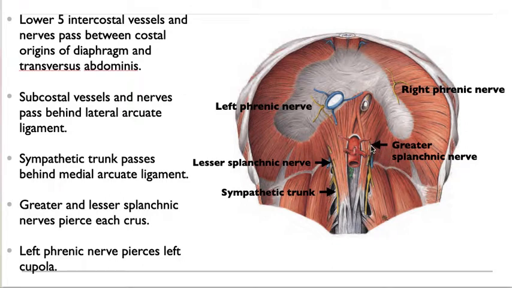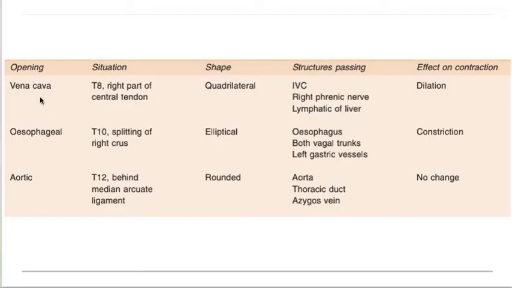You can see this is the greater splanchnic nerve piercing the crus of the diaphragm, and the left phrenic nerve piercing the left cupola. Now, the caval opening we saw previously. It is situated at the T8 level in the right part of the central tendon. The shape is quadrilateral. The structures passing are the inferior vena cava, the right phrenic nerve, and the lymphatics of the liver. When the diaphragm contracts, the vena caval opening dilates.